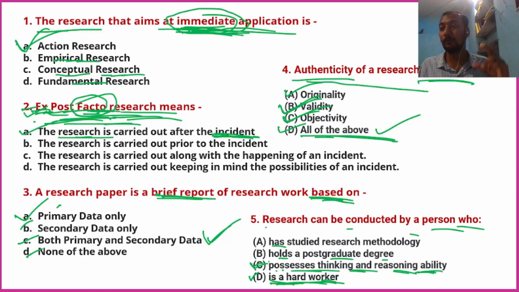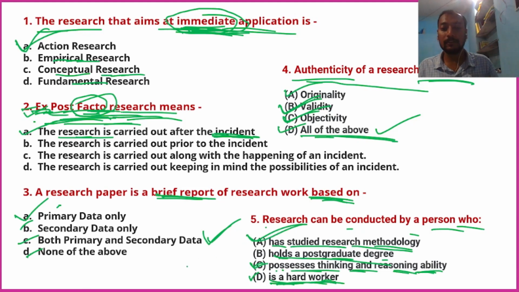A small boy can think high, he can reason, he can do well in 5th standard, 10th standard also. Can he go for study? No. Hold a postgraduate degree. Can the postgraduate person do research? Yes, he can. But if you see this question, in the previous options, the person who has studied the research methodology, he only can go. This is the appropriate answer.